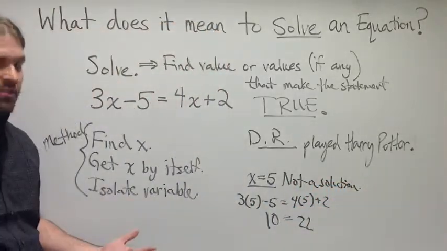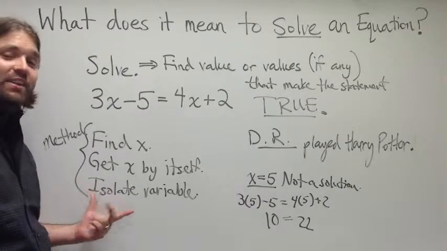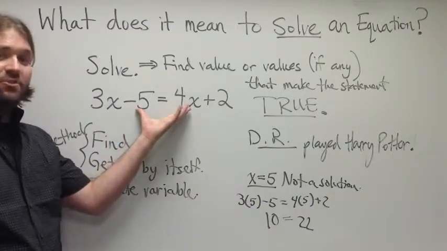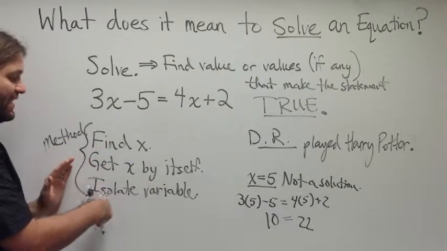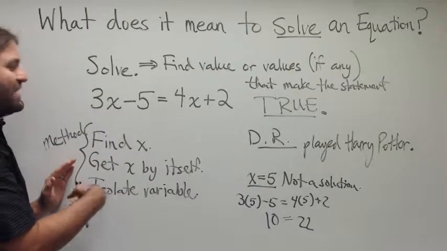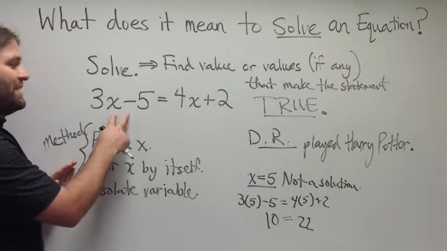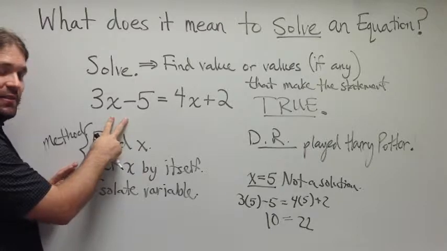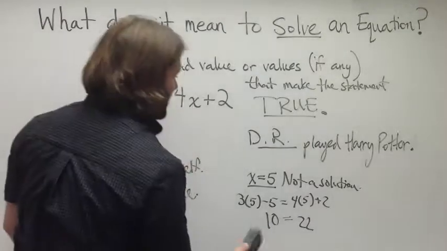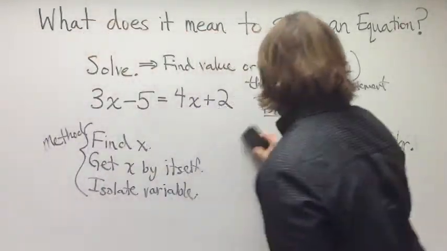So what we want to do is find a way to find all the answers that make this a true statement. That's what we have here. Each of these is a different way of telling us how to go about finding the value that makes this a true statement. The method is called isolating the variable, and it looks like this.